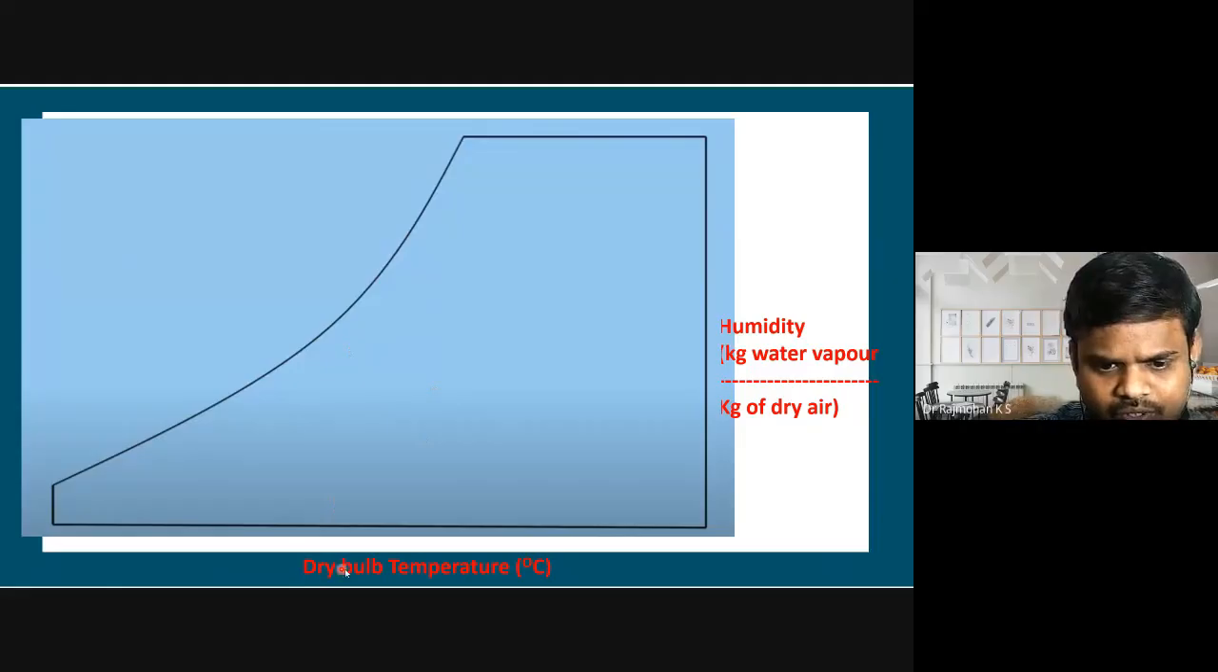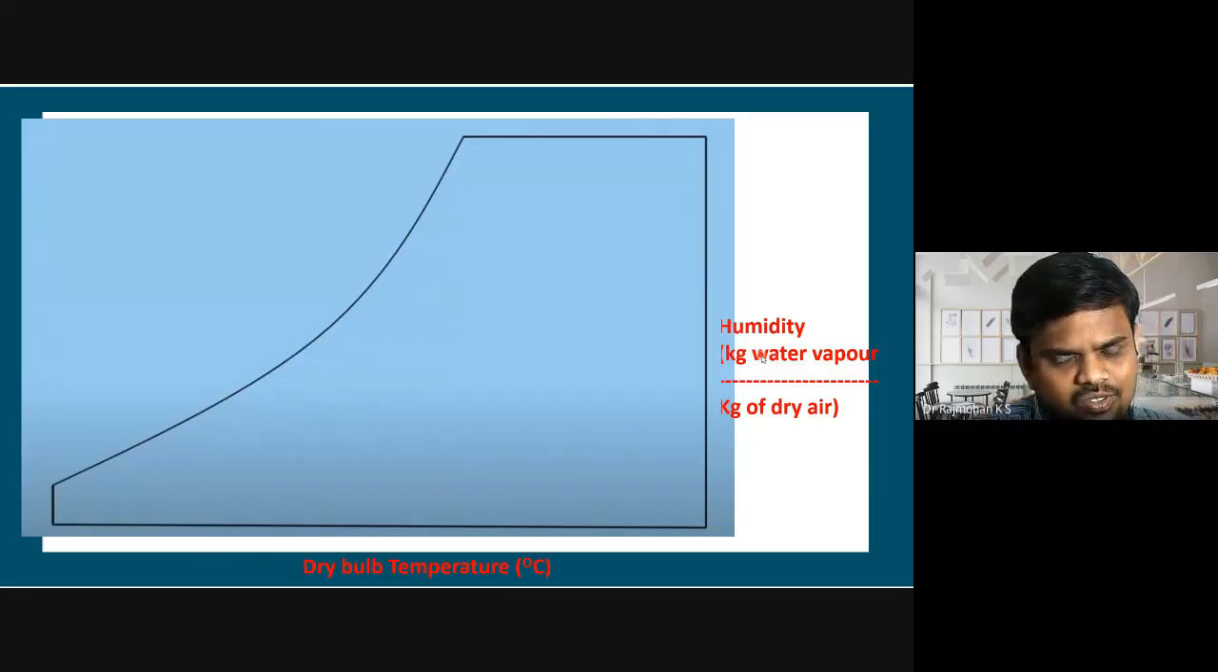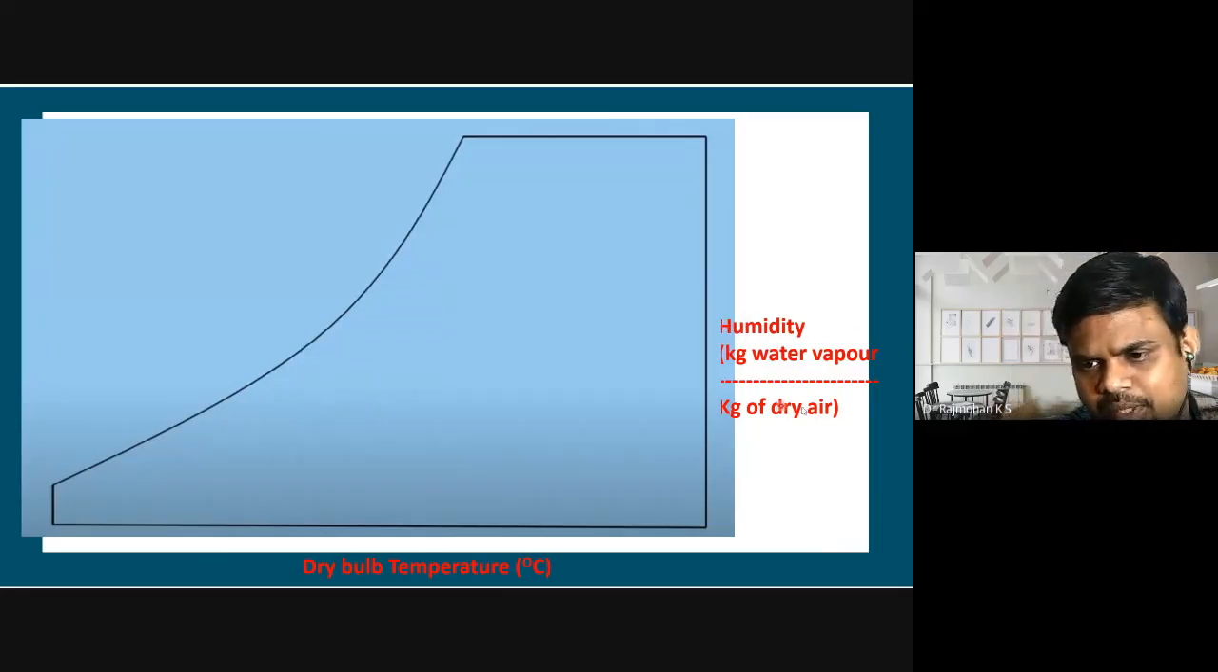If you look here, as I said, on the x-axis we have dry bulb temperature. On the y-axis we have humidity, which is kg of water vapor per kg of dry air. As I showed earlier, there are cases where they show it in terms of grains per kg of dry air. Grain is also a unit used to mention how many grains of water vapor are present per kg of dry air. So this is the absolute humidity line: y-axis is absolute humidity, x-axis is dry bulb temperature.